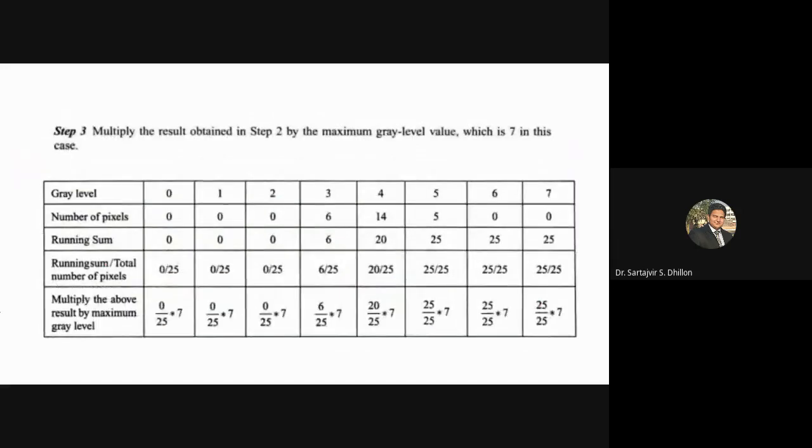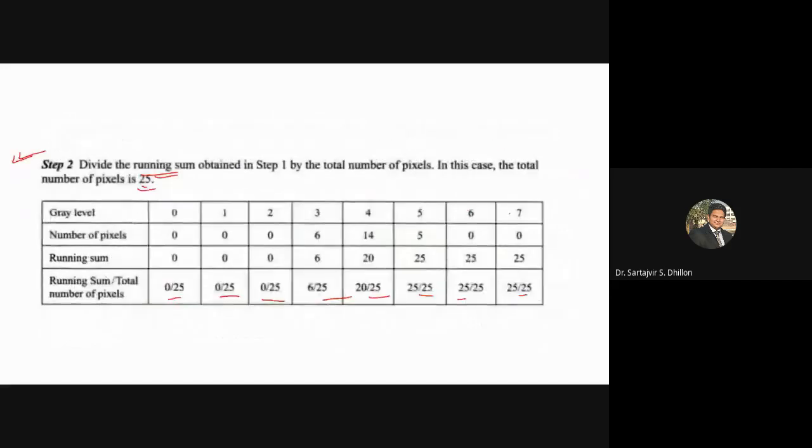Now the third step is to multiply these values with the maximum gray level we have considered. And the maximum gray level is 7.